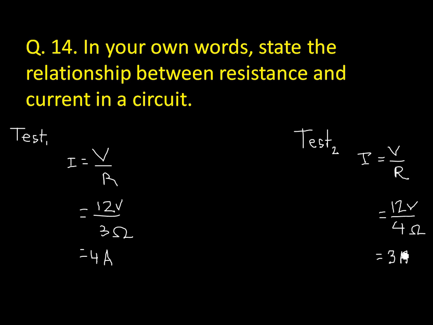So my answer would be, and I'm not going to write this out because right now I'm drawing with a mouse. It would be really hard to write this out. But my answer is that as illustrated in my two tests, raising the resistance actually lowers the amount of current. So what is the relationship between resistance and current? When resistance goes up, current goes down.